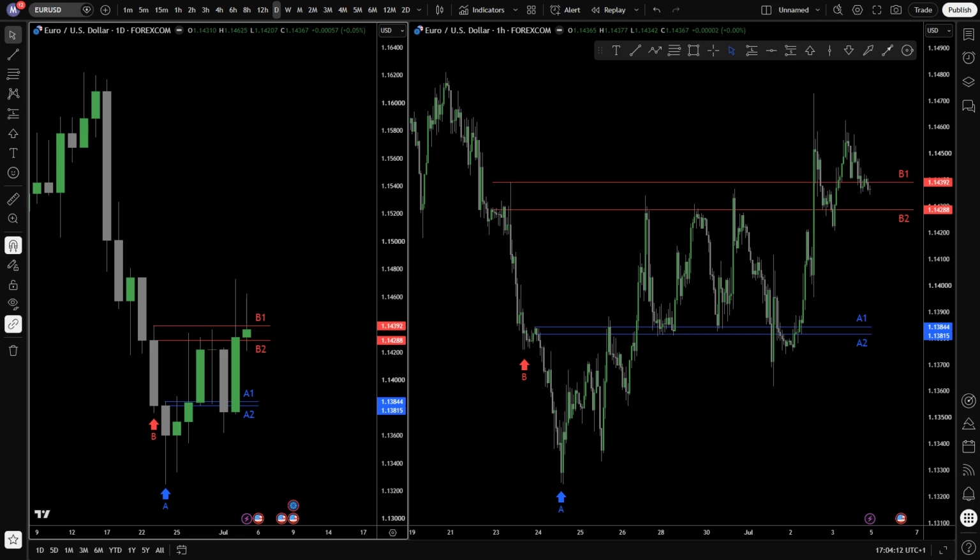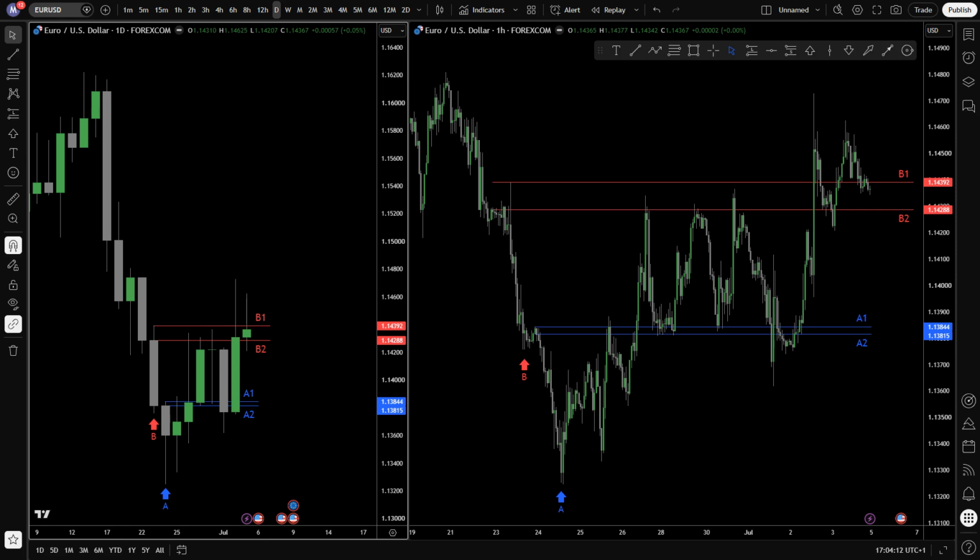Now let's draw another pair of levels from candle B, marked with the red arrow. These are B1 and B2, and they're just as important. Pause the video for a moment and compare the A levels with the B levels. Do you notice anything? Price keeps moving between these two areas. That tells us something important.